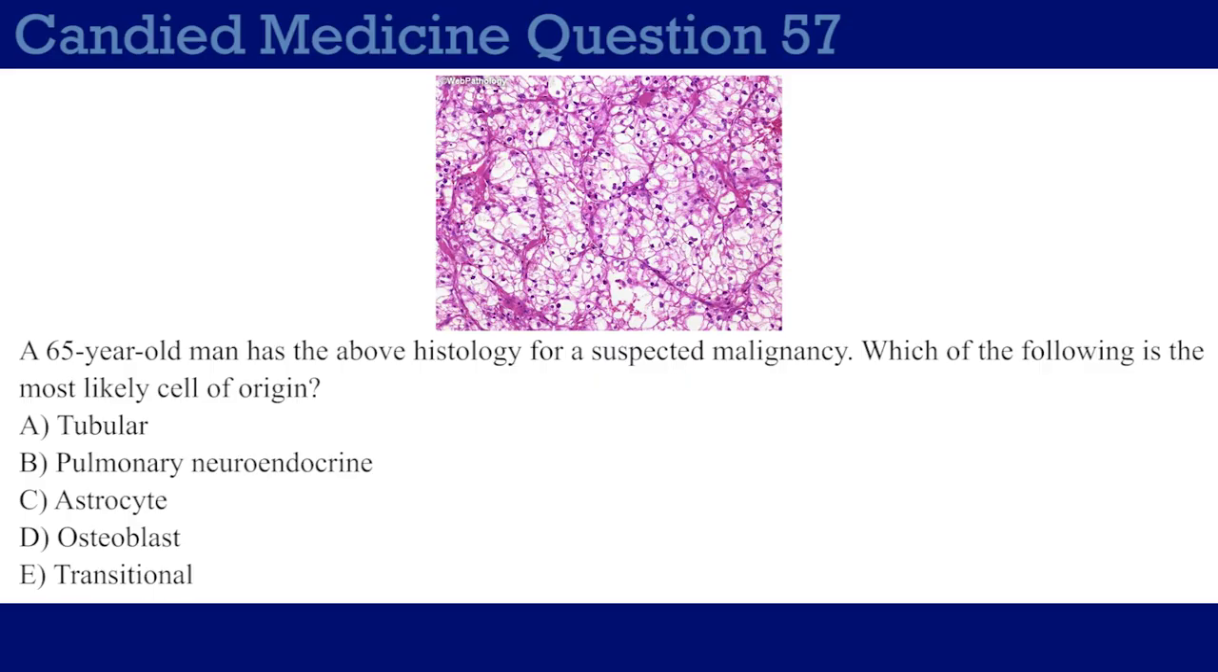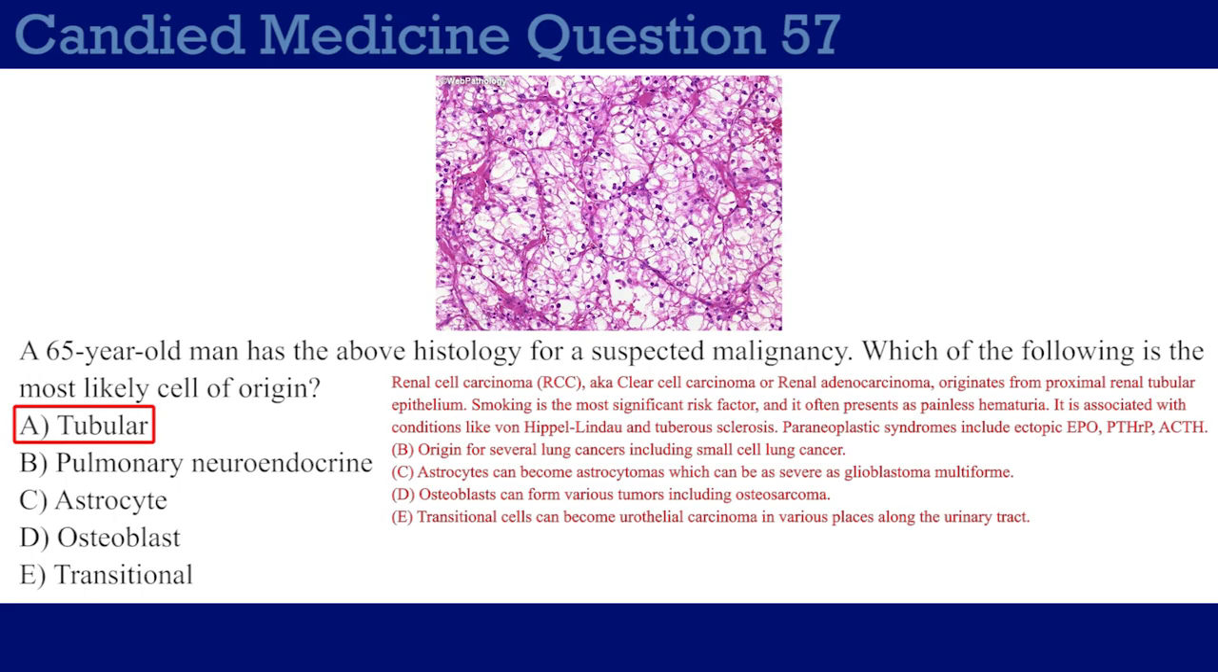So it might seem like I withheld a lot of information for this question, but that is deliberate, because this is one of the few histology slides you should be able to see and instantly recognize. This is RCC. This is renal cell carcinoma, aka clear cell carcinoma, aka renal adenocarcinoma. They could write any of those on the USMLE. They could just write adenocarcinoma if they feel like being jerks. RCC originates from the proximal renal tubular epithelium, so choice A, tubular, is the correct answer.